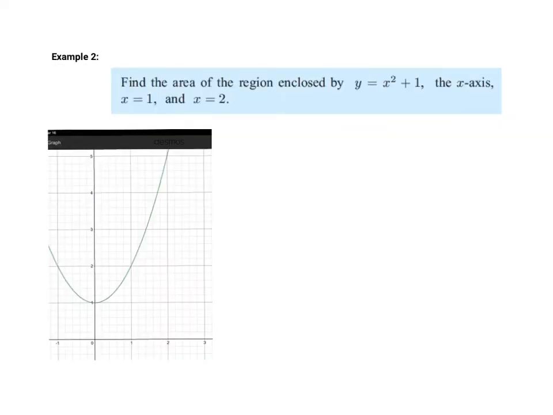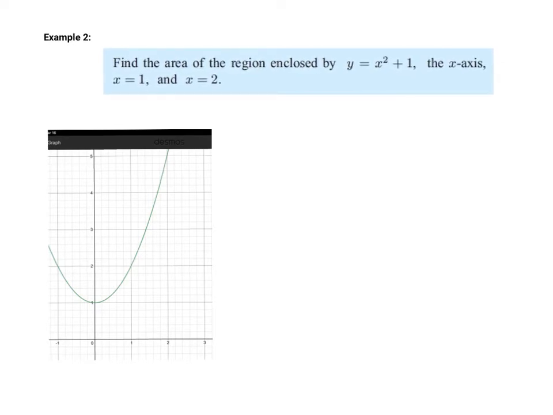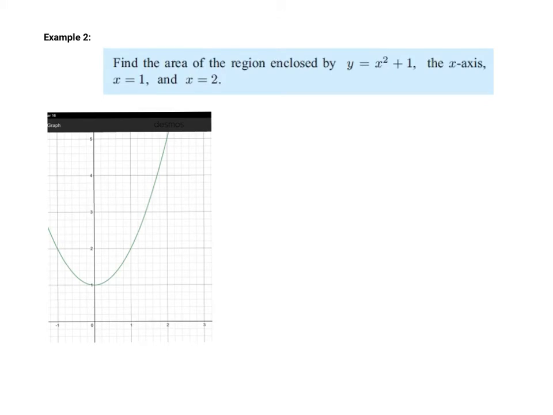So we're looking for the area of the region enclosed by y equals x squared plus 1, the x-axis, and x equals 1 and x equals 2. So let's think about this. Y equals x squared plus 1. Ignoring the diagram that I've already put in there, you should know that that's going to be a parabolic function, and it's going to have its vertex at y equals 1. So we've got a parabolic function centered on the y-axis with its vertex at y equals 1.